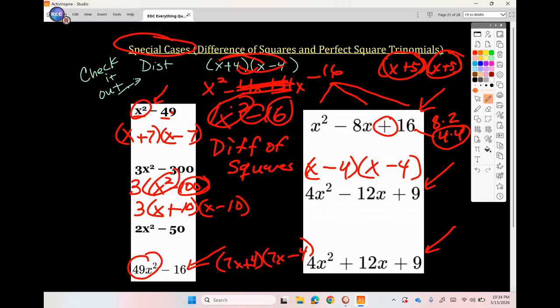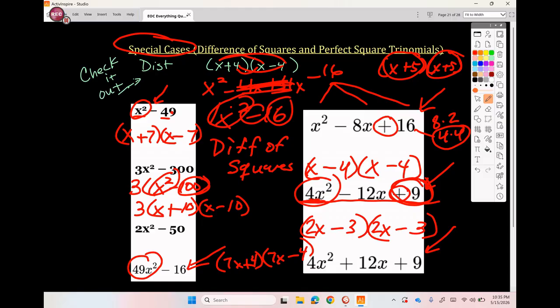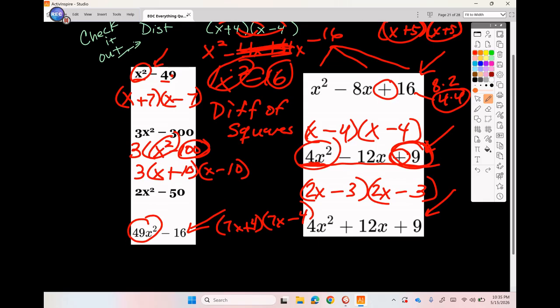Alright, same process here. But in this case, the number in the front is a number bigger than 1. So you're not just going to be able to put an x on both sides. But it's the same process here. Because we know 4 is a perfect square and 9 is a perfect square, we can do the same thing. Square root of 4x squared is 2x. Square root of 9 is 3. And if the last number is positive, the signs are the same as the middle. So minus minus.